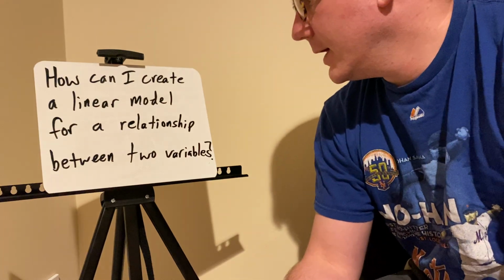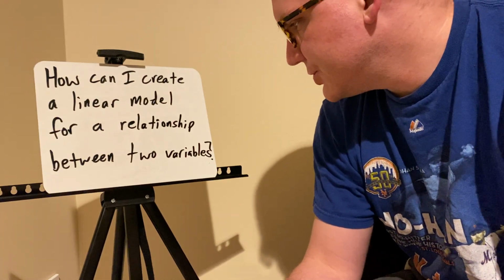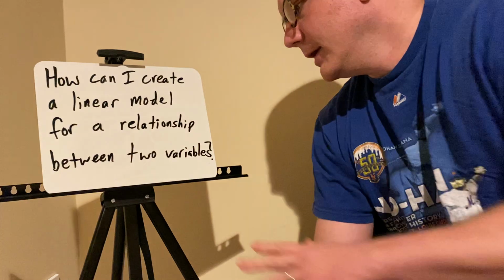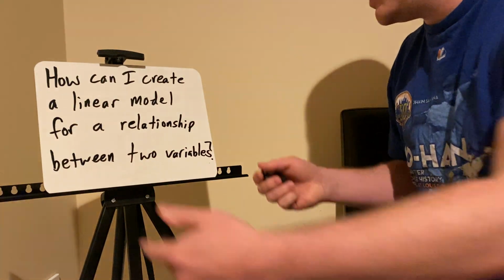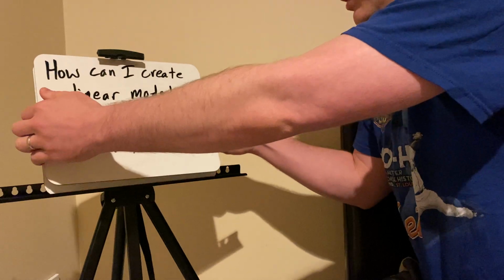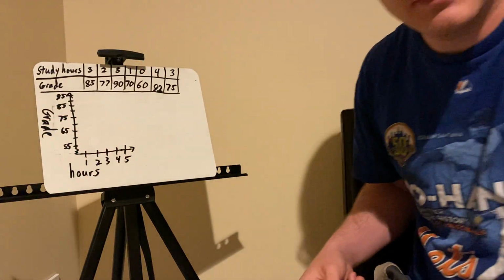How can I create a linear model for a relationship between two variables? So that's what we're going to do. I have some data here.